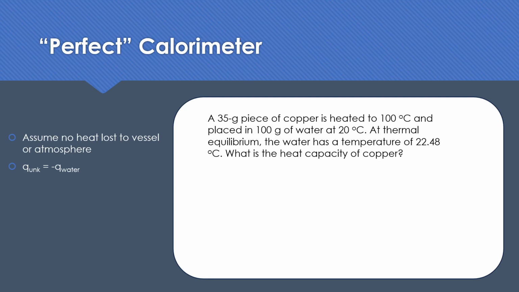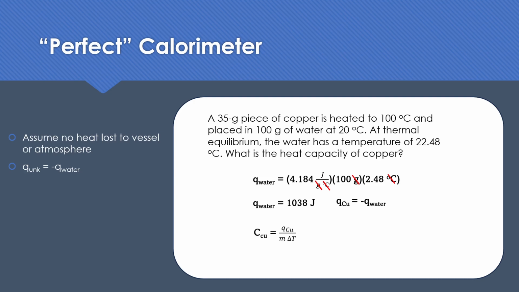What's the heat capacity? Well, the Q of water is going to be 4.184 times 100 times 2.48. So we can always calculate the Q of water. That's 1,038 joules. Then the Q of copper is negative the Q of the water. All the heat that left copper went into the water. So the C of copper is equal to the Q of copper divided by m times delta T. So the C of copper is negative 1,038 divided by 35 times negative 77.52.